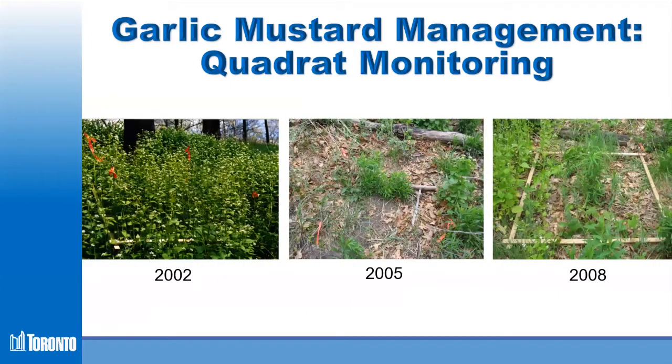Next slide, please. So this shows the evolution of the plot. In 2002, I would say it is a garlic mustard monoculture. In 2005, there was very little. Oh, I can see one stem right there. And in 2008, there were a few stems in the plot, and most stems were outside of the plot.